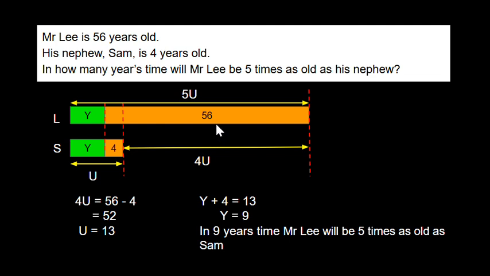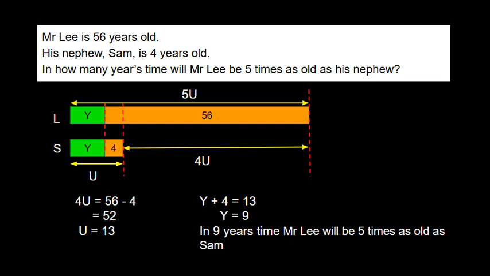Visually, you can straight away see that 56 minus 4 will give you 4u. So 4u is equal to 56 minus 4, which is 52. u is 13. So if this u is 13, visually you can also see that u is equal to y plus 4. So y has to be 9. So in 9 years' time, Mr. Lee will be 5 times as old as Sam. So you see the power of model.